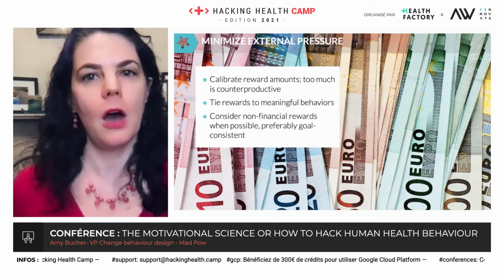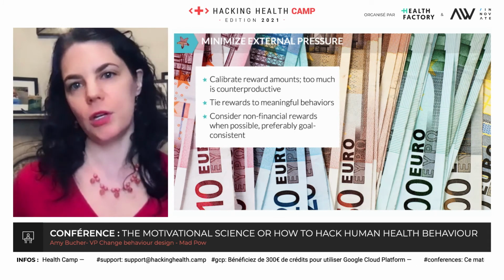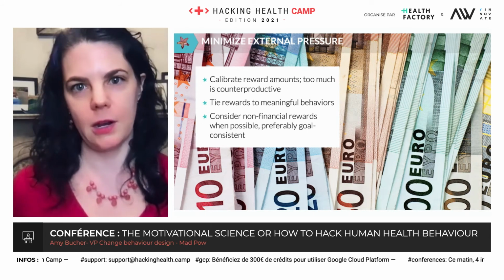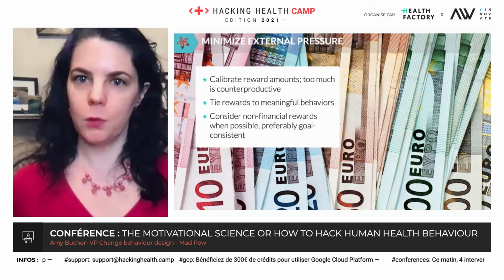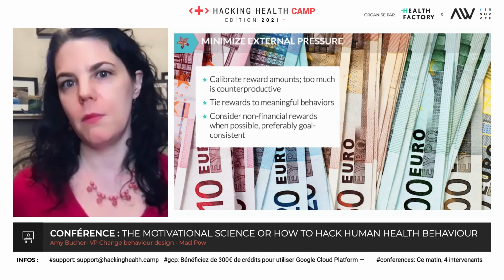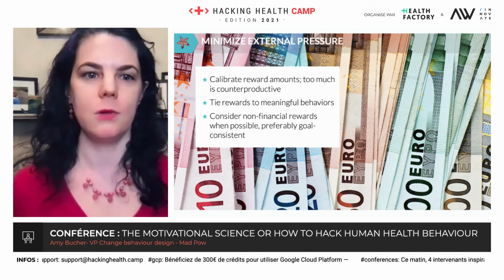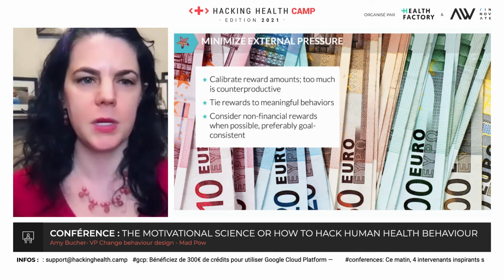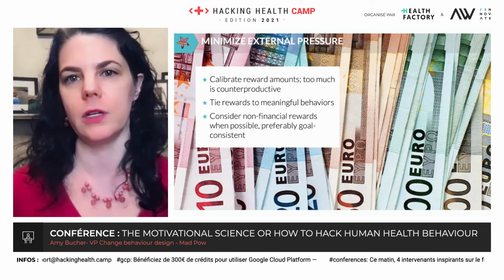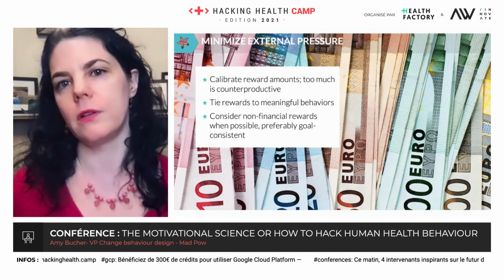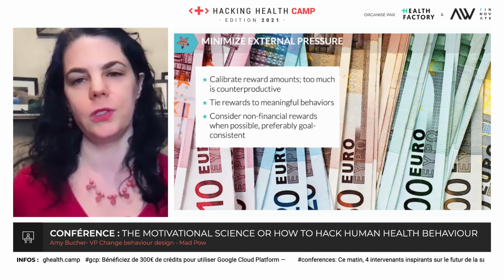So if you are in a situation where there is a financial reward, what I would caution is to calibrate how much that reward is. The bigger the reward, the more people fixate on it. So if there must be a reward for some reason, make it small. Make it as much of a token reward as you can. The second tip here is to tie rewards to meaningful behaviors. So make sure that the things that you're rewarding are actually the things that will produce results.